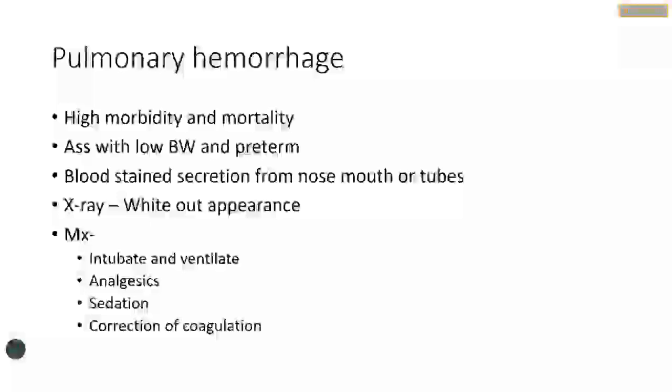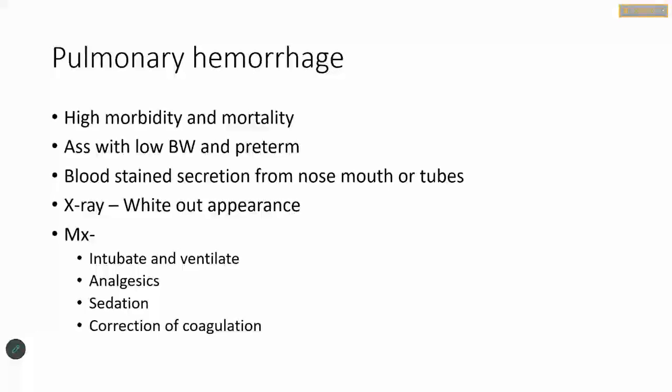Okay. Then I think this is the last condition we will be looking at: pulmonary hemorrhage. It is not a common condition, but it is a severe condition because when it occurs, it has a high morbidity and mortality, because treating pulmonary hemorrhage is very, very difficult. So we have to prevent pulmonary hemorrhage.